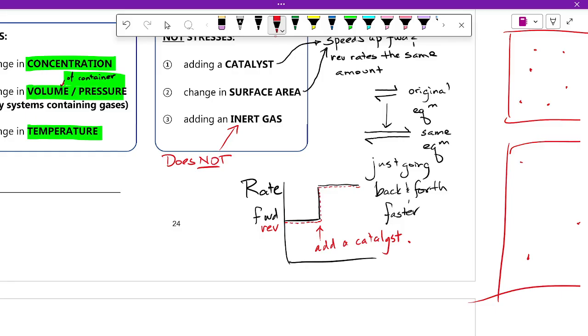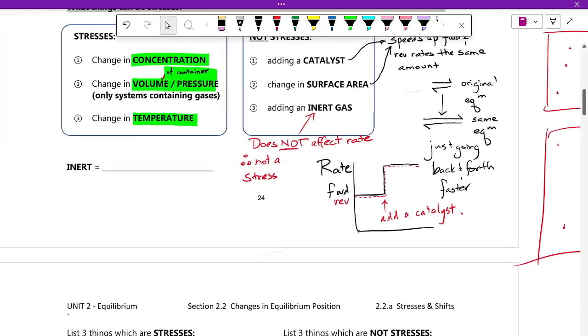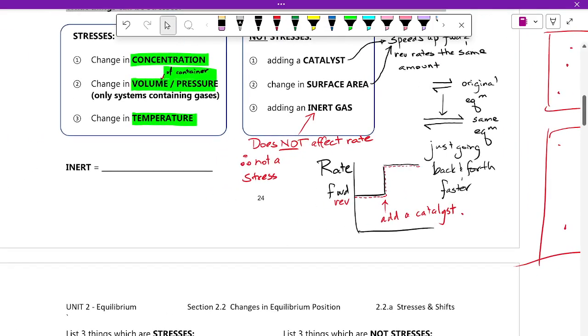Does not affect rate. So therefore, it's not a stress. What does inert mean? Unreactive.